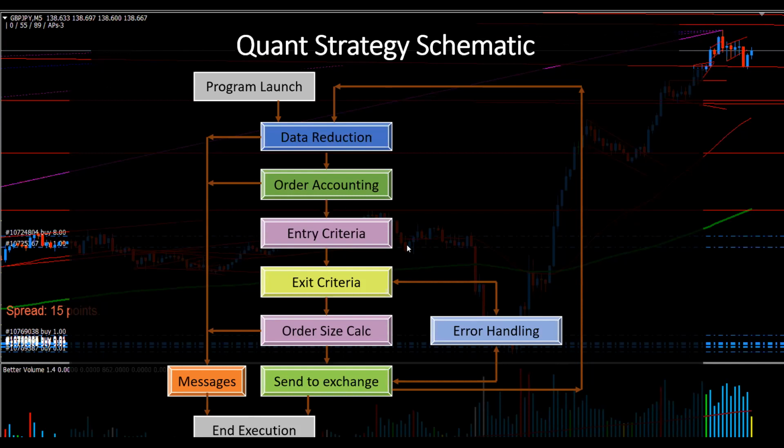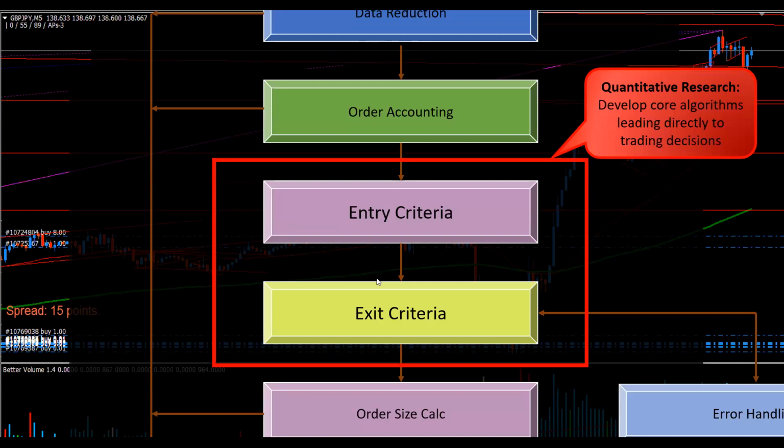So let's do a little bit of a deeper dive into, in my opinion, the two most interesting parts of a quantitative investment strategy. And those are the entry and exit criteria. So most of these other blocks besides these will not change appreciably depending on what strategy that you may use, but the entry and exit criteria will change every single time. And quantitative research is essentially the idea of developing core trading algorithms that lead directly to trading decisions. So the other blocks here don't change, but the entry and exit criteria will change constantly. So what I'm going to show you is how to create good entry and exit criteria from your data sources. That's kind of the bread and butter of being a quantitative researcher.